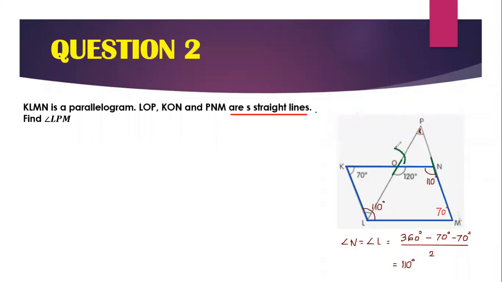180 minus 120, and here is 180 minus 110. So what's the answer? Here is 60 degrees, right? And here is 70 degrees. Very easy, right?